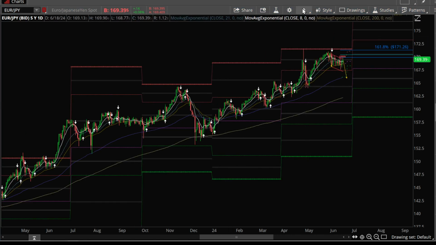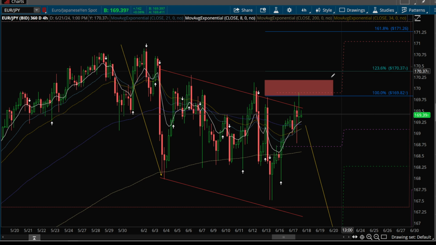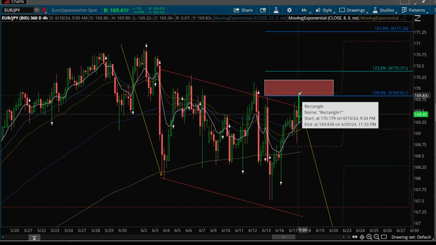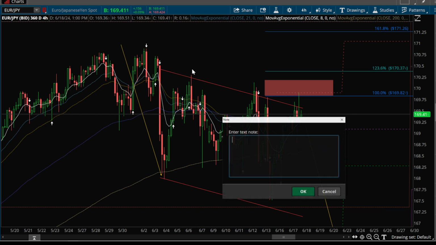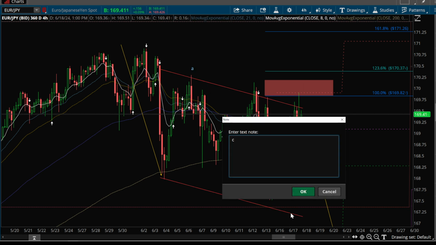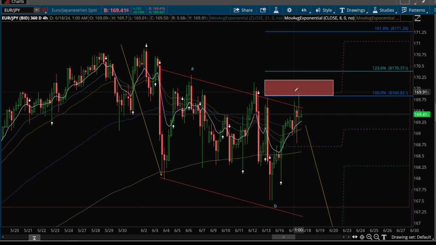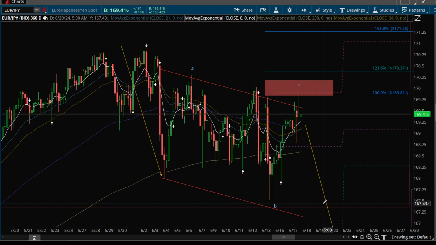Euro yen, we're still just sitting here. All right, you got a reaction off your 100. So I did sell this 100, 169.82, which is where I wanted to have a sell order. And we're looking at this all as a running flat, right? Here's your A, here's your B, and this is a potential C wave. Here's your potential C for the running flat, and we're going down.